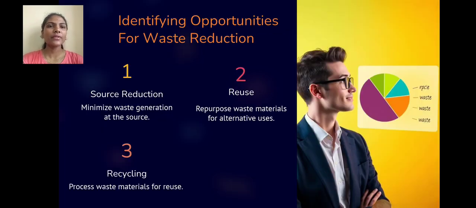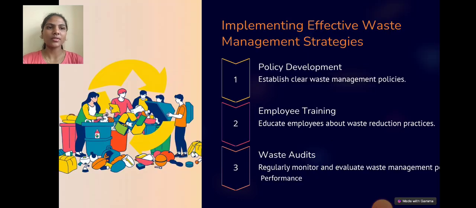Next, identifying opportunities for waste reduction. The first step is source reduction, minimizing waste generation at the source. The second is reuse, repurposing waste materials for alternate uses. The last step is recycling, processing waste materials for reuse.